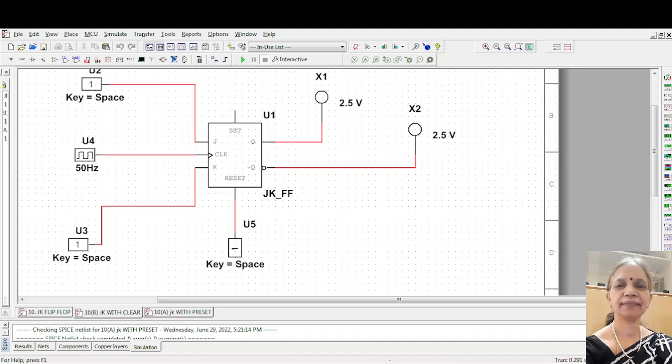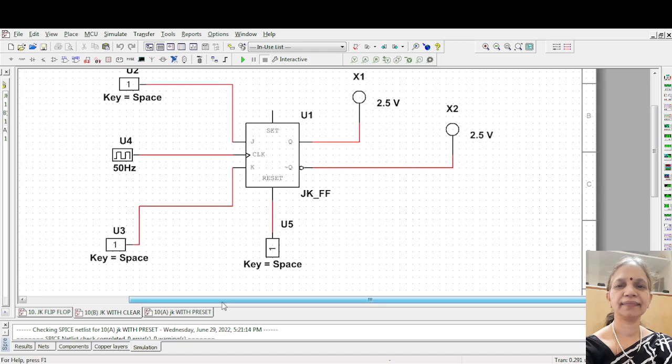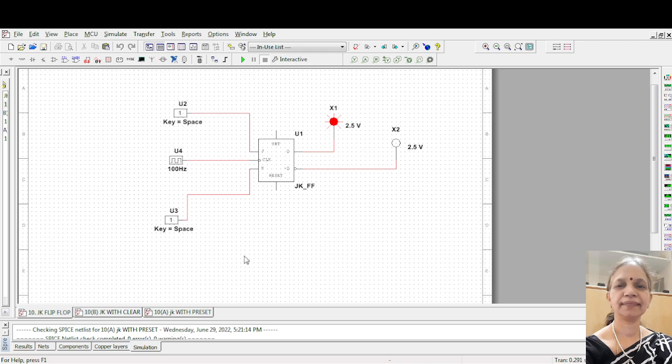This is the circuit. Let us see the connections of this JK flip flop, which is available in the form of an IC here. It has two inputs, J and K, driven by the clock, and two inputs called set and reset. They are asynchronous. So first, let me just show you only the JK flip flop without that.